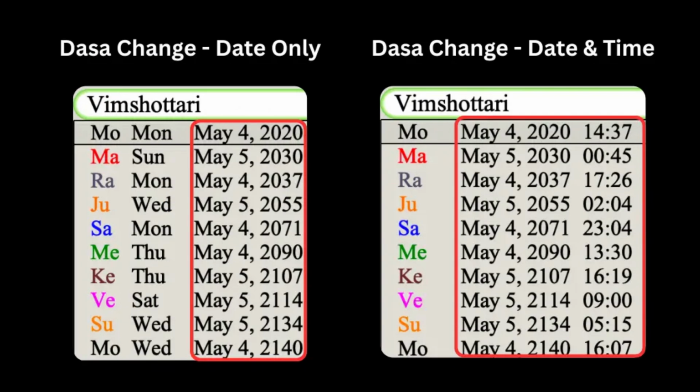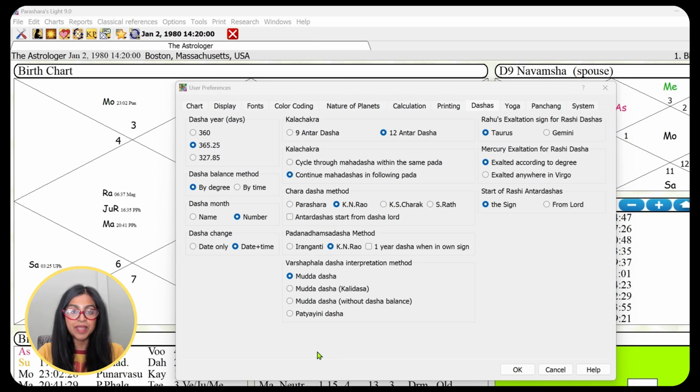The date only shows the calendar date of the dasha change, for example, August 30th, 2025, while the date and time includes a timestamp of when the transition actually occurred, such as August 30th, 2025, 4:47. Use date and time if you want high precision, especially if you're looking for transit timing, event charts, or muhurtas.